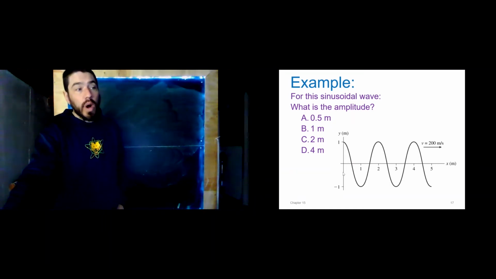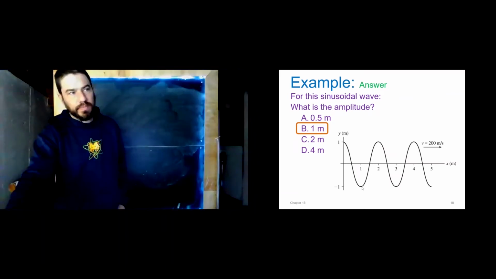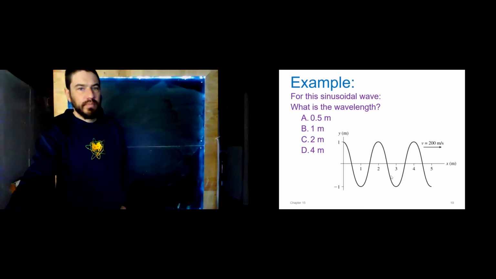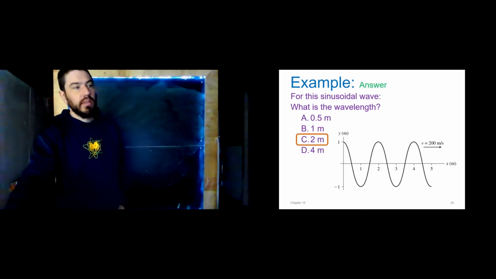Hopefully, you said 1 meter. It's 1 meter because the amplitude is the distance from the equilibrium position to a peak. Notice it's also the distance from the equilibrium position to one of the troughs. What is the wavelength of this wave? Hopefully you said 2 meters.